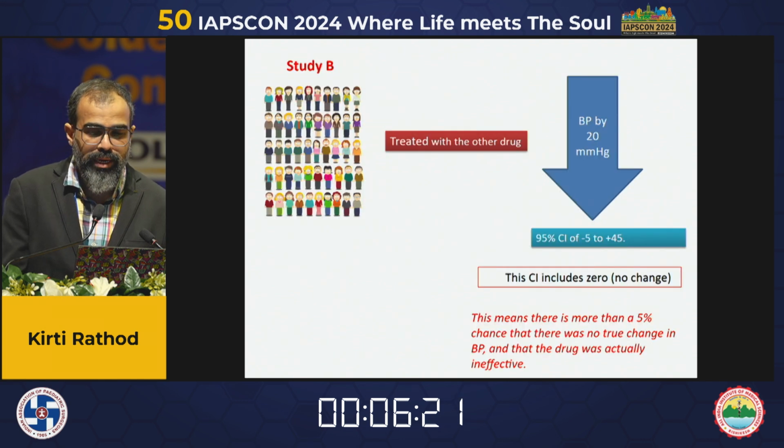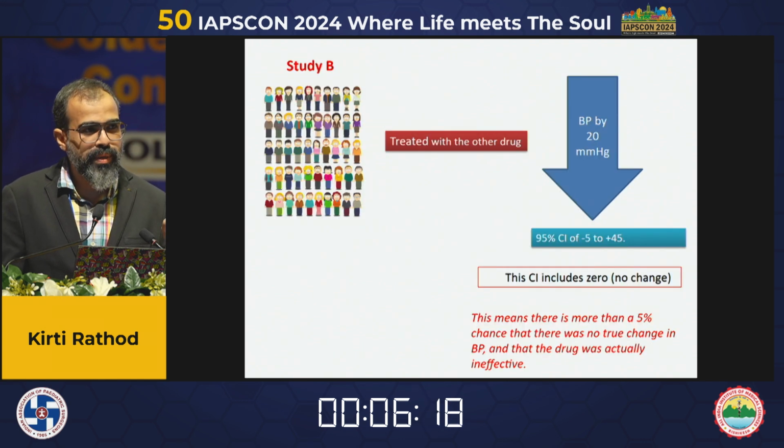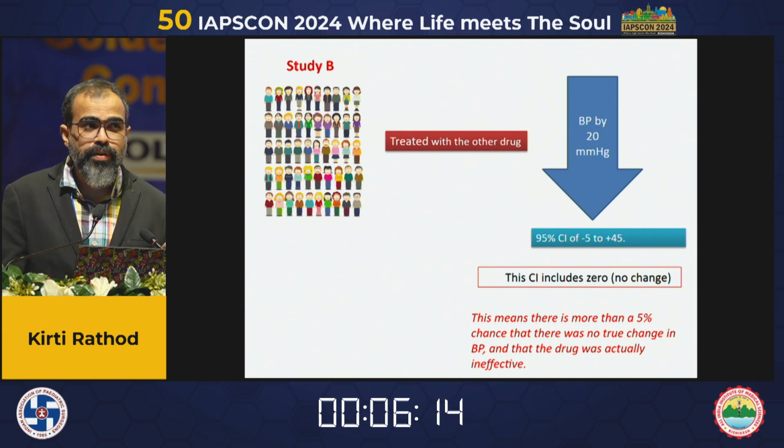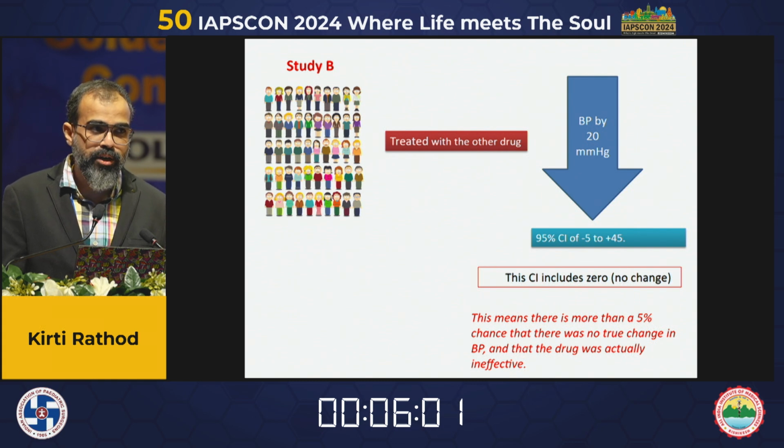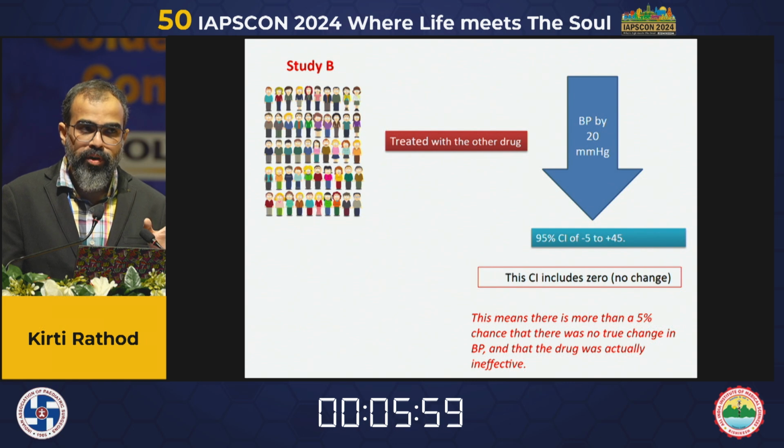Another example, you have another group, you use some other drug, the BP again falls by 20. But the confidence interval here is -5 to +45. The confidence interval here includes the value 0, which means no change. So even if the calculation shows that the BP is decreasing in this population also by 20, the confidence interval shows that, with the -5, it is actually increasing the BP in some number of patients. So you should see the confidence interval while looking at the data.